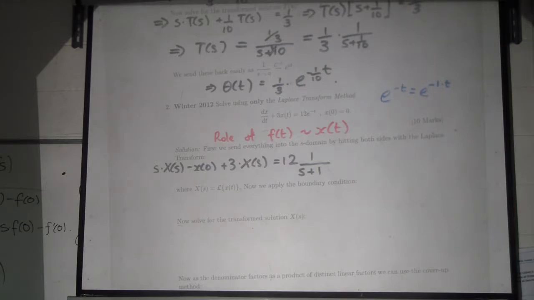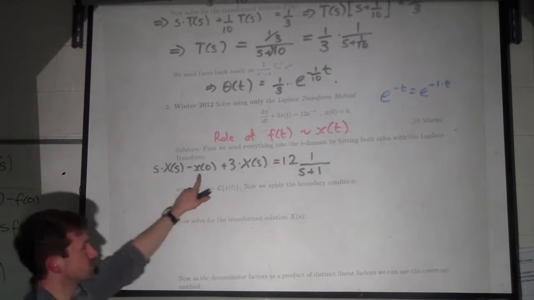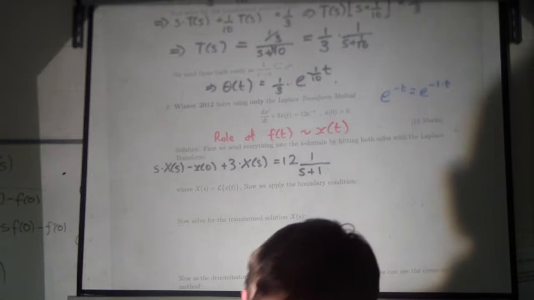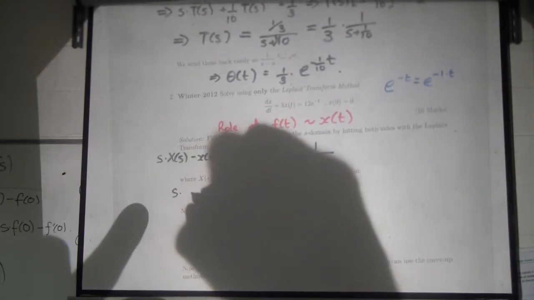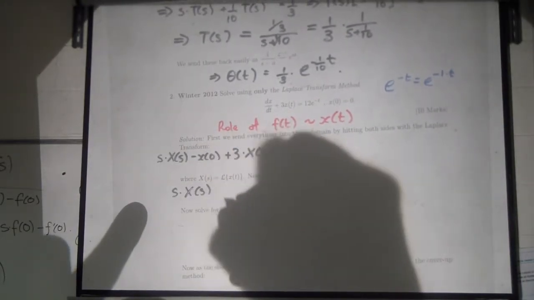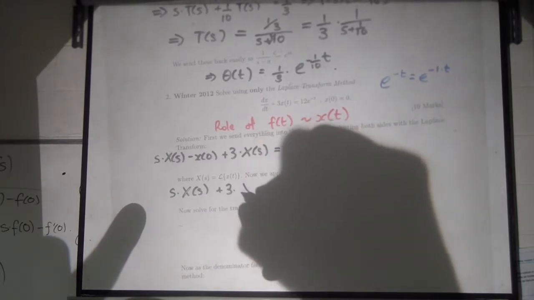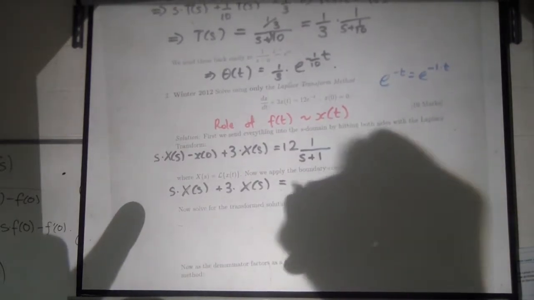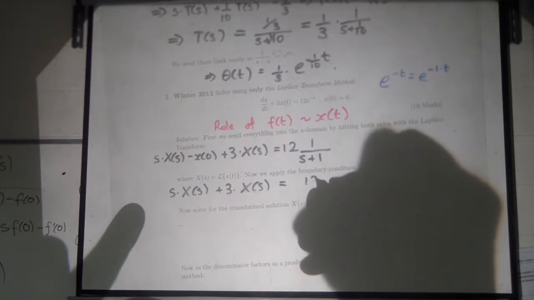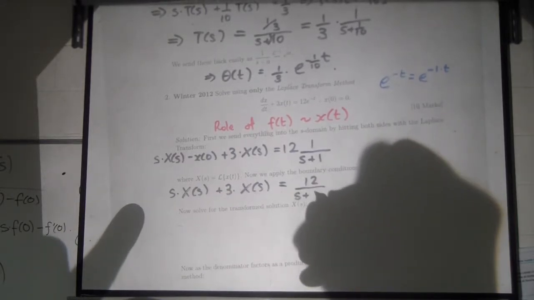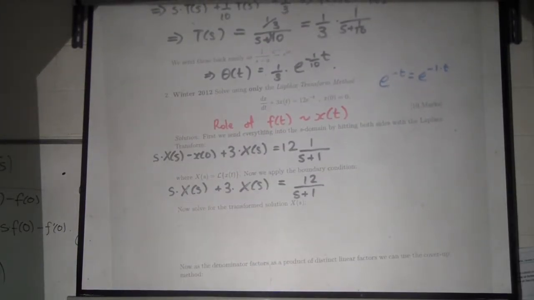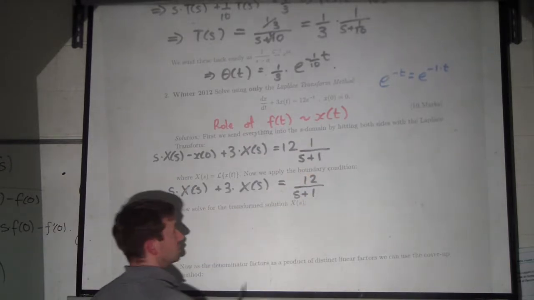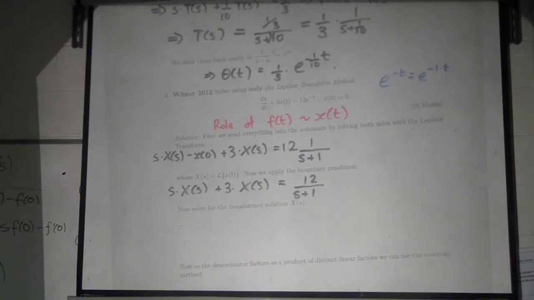Okay, so next thing, apply the boundary condition which says that x of 0 is 0. Now I can write this as 12 over s plus 1. The x of 0 is 0, so that was just handy. Will it always be as handy as that?